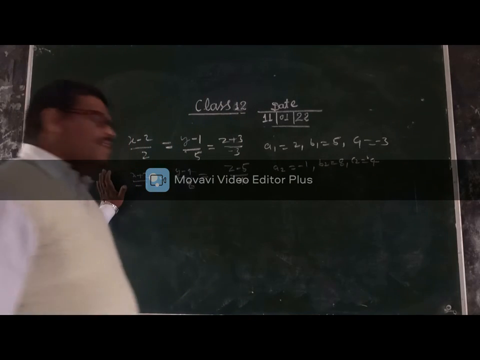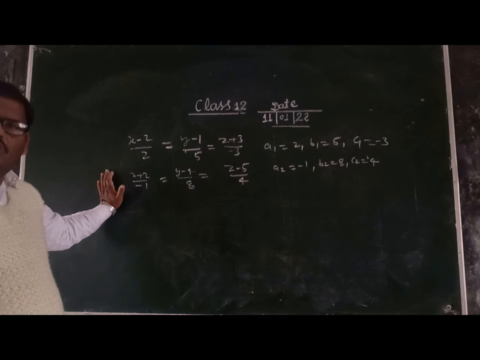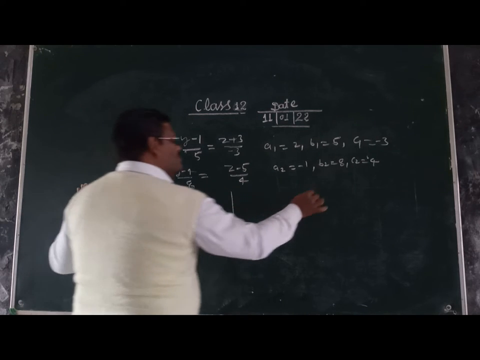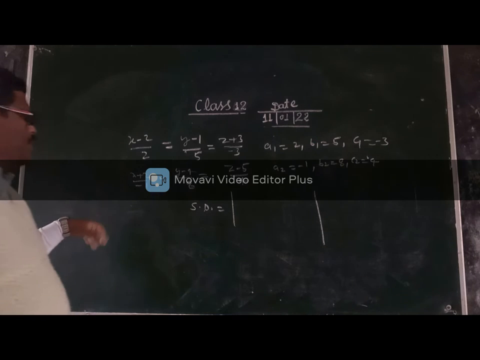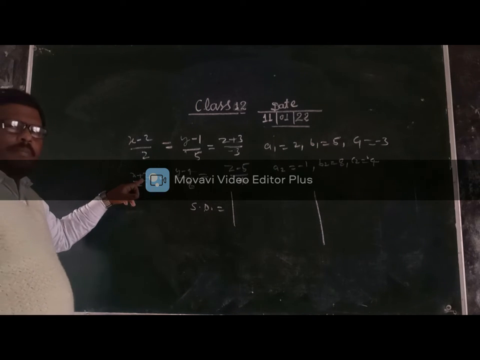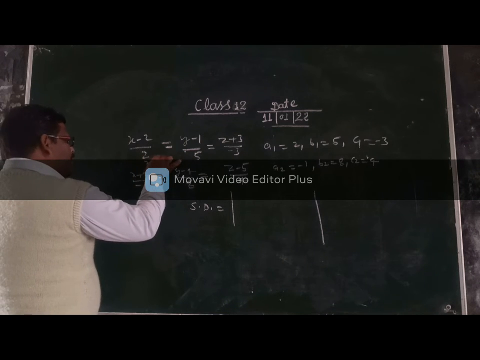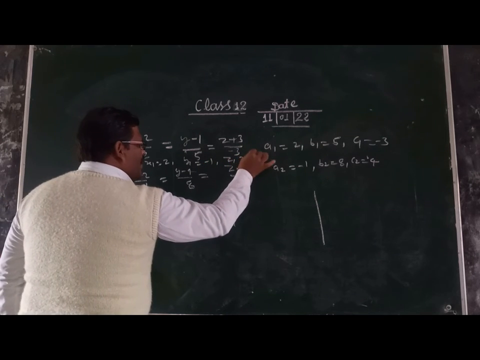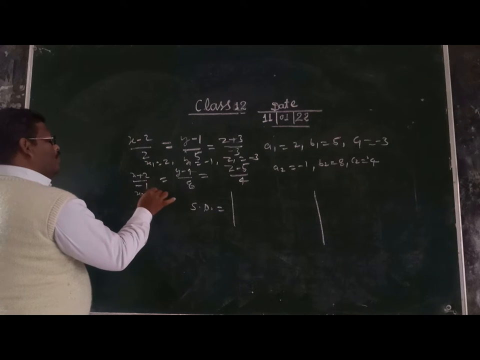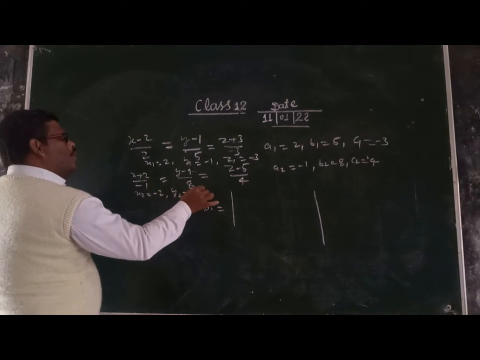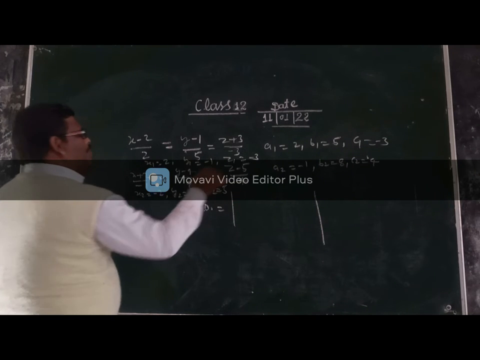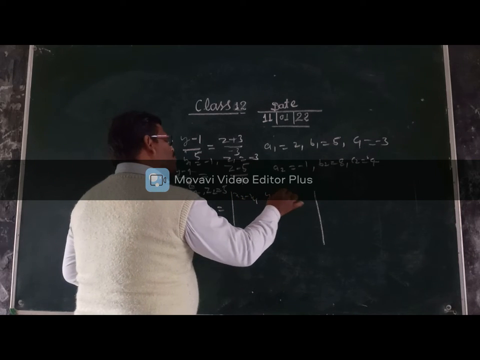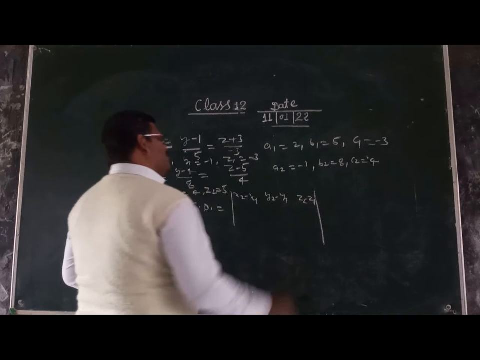Now, the shortest distance between two lines, that is skew lines, in the Cartesian form, you can apply the formula: SD is equal to the determinant of x2 minus x1, y2 minus y1, z2 minus z1. Here x2 is minus 2, x1 is 2, y1 is minus 1, z1 is 3, y2 is 4, and z2 is 5.